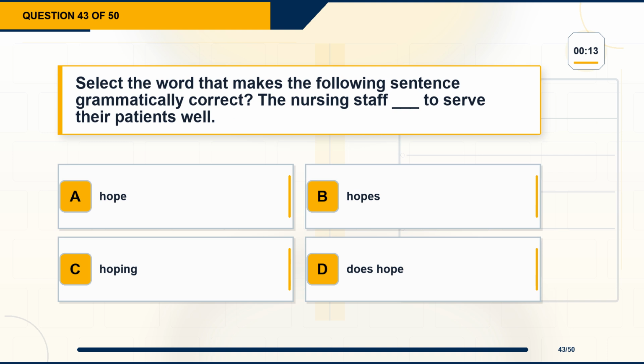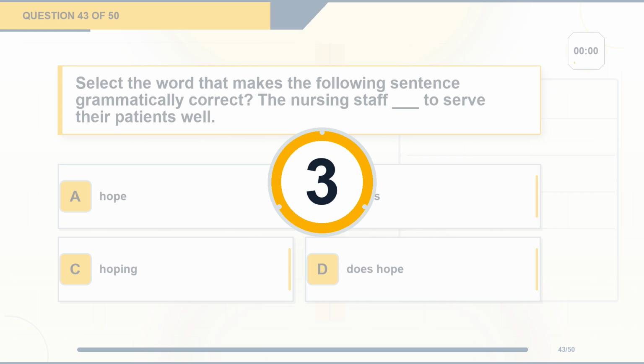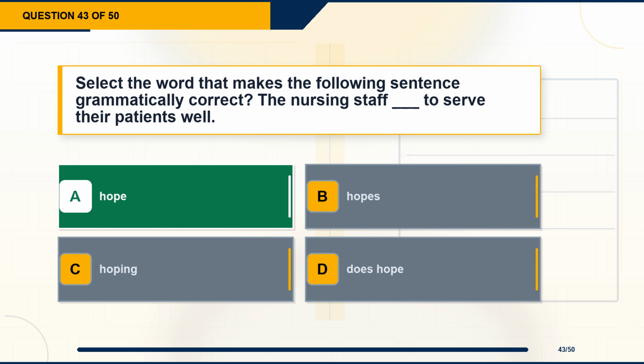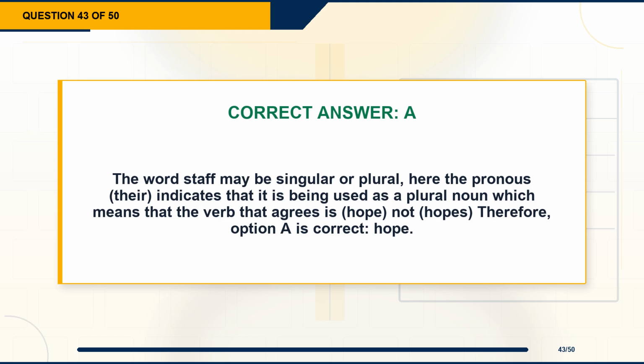Question 43. Select the word that makes the following sentence grammatically correct. The nursing staff blank to serve their patients well. Option A, hope. Option B, hopes. Option C, hoping. Option D, does hope. The correct answer is option A, hope. Explanation. The word staff may be singular or plural. Here the pronoun, their, indicates that it is being used as a plural noun, which means that the verb that agrees is hope, not hopes. Therefore, option A is correct, hope.